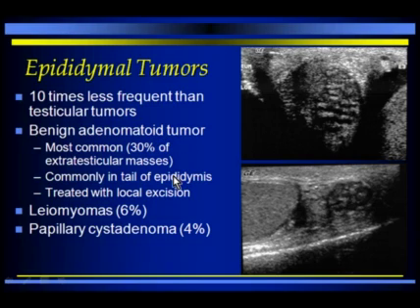You treat it with local excision because it is possible there could be malignancy there, but they are benign. So once you treat it, that's the complete treatment for the patient. Other epididymal tumors include the leiomyoma, which is a benign tumor of smooth muscle, and a papillary cystadenoma.